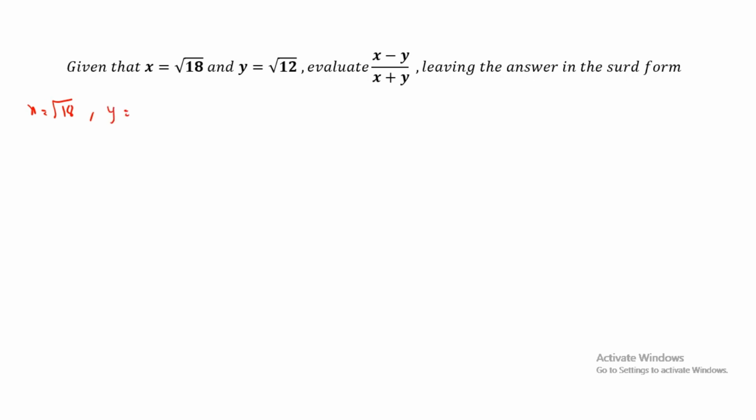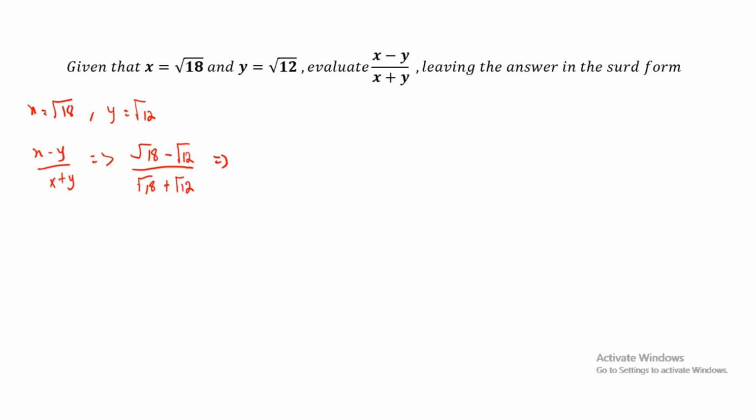y is equal to square root of 12. And we are supposed to evaluate x minus y all over x plus y. Nice. So let's simplify this and see what we get. Let's first substitute the x and y values inside. We will get square root of 18 minus square root of 12 all over square root of 18 plus square root of 12. Let's see if we can break this down further.